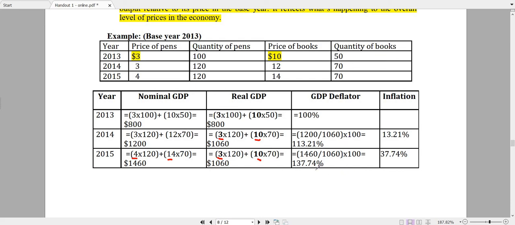Similarly, if you want to calculate inflation all the way from 2013 to 2015, you simply need to take the percentage change happening between these 2 years, and this turns out to be 37.74%. So remember here, this inflation level relates to the increase in price level all the way from 2013, which was my base year, to 2015. If you're interested in the inflation rate between 14 and 15, in that case you would have to take the percentage change between these two quantities.